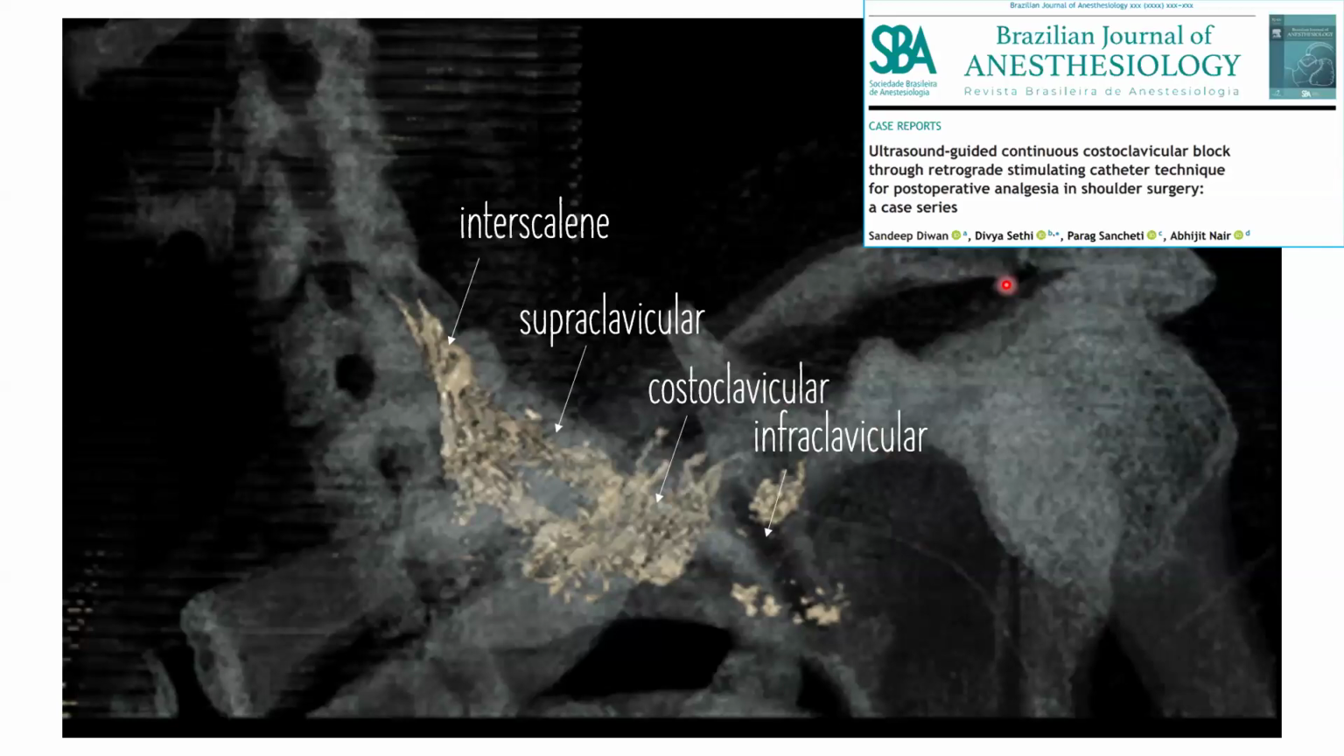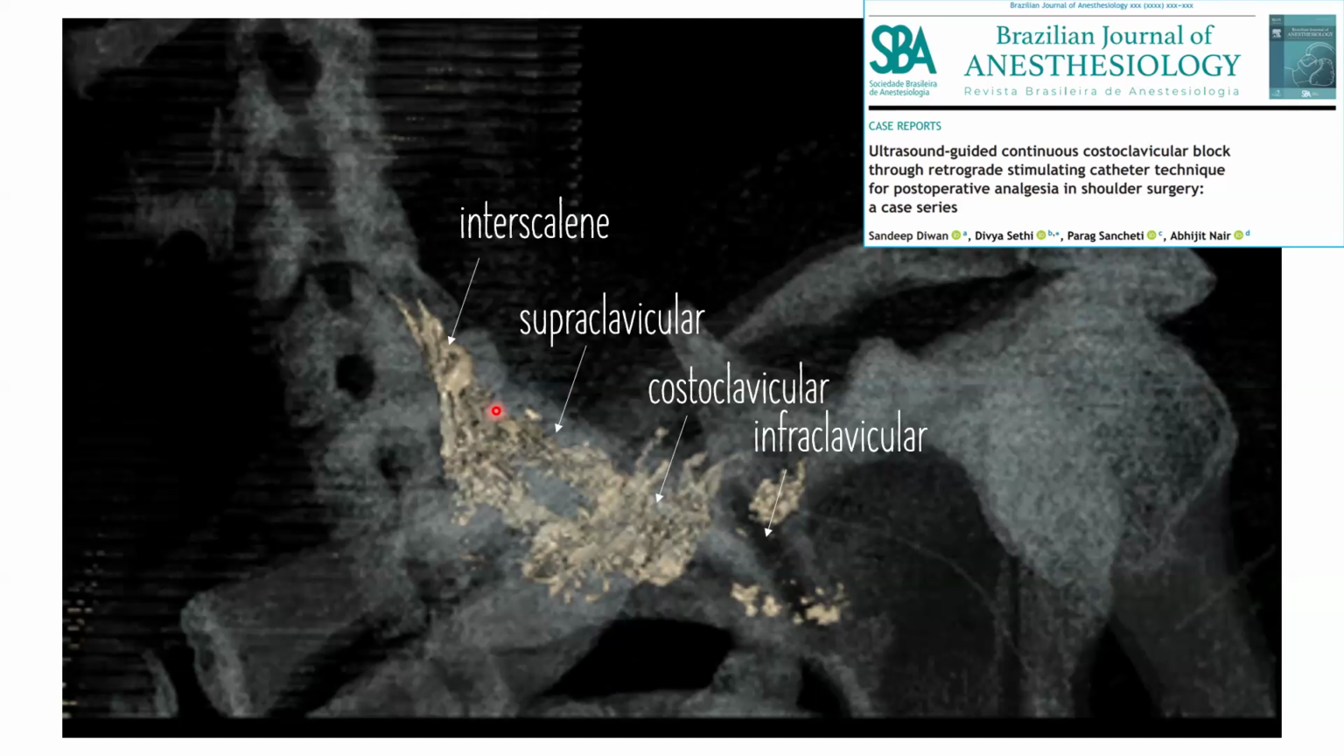So we published this, where we used stimulating catheters in a costoclavicular block in a case series. We introduced the catheter retrograde. I wanted to find out whether we can stimulate the brachial plexus in the supraclavicular area from the infraclavicular. When we rotated the needle around 90 degrees and inserted it, we found contractions of the biceps and the deltoid, which is a very characteristic feature of the superior trunk or even the interscalene area.